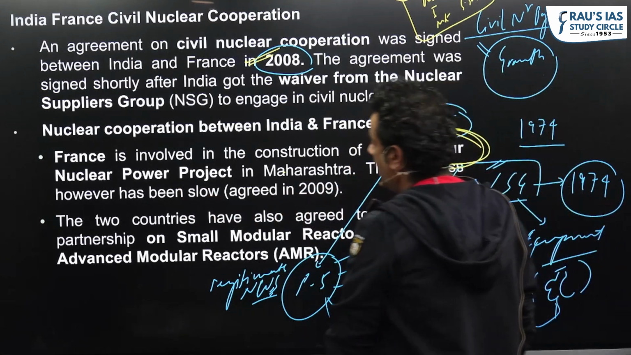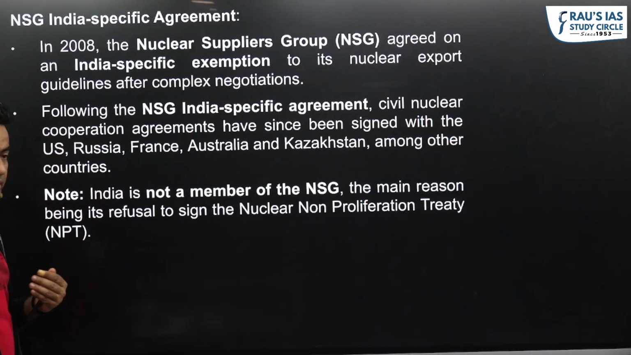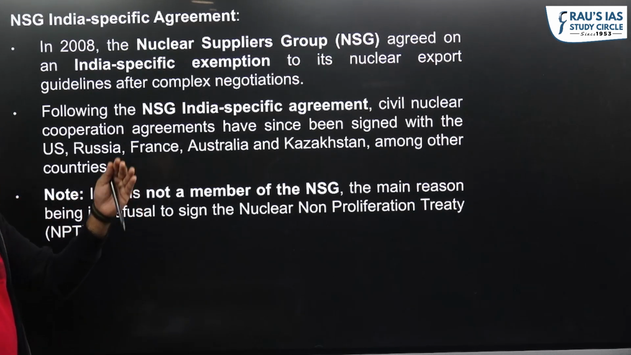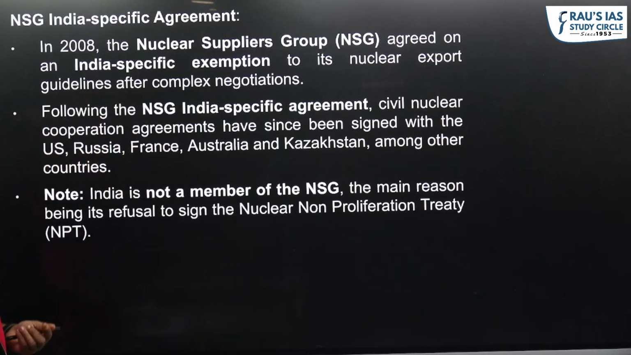Okay, but despite this deal, despite we allotted the place to the French company Areva to build the nuclear power plant, the nuclear power plant has not been constructed yet. What led to this issue?